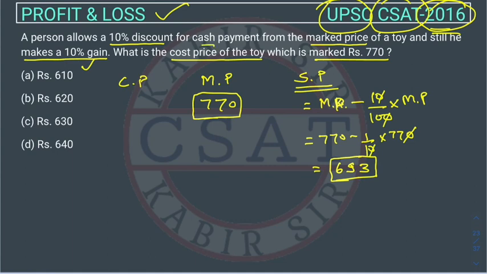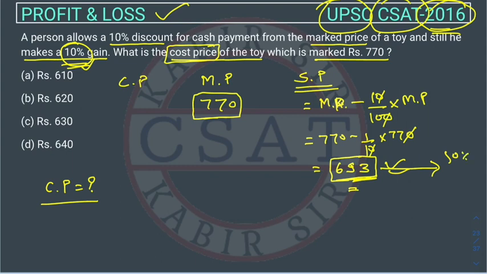So the question is asking the cost price. Okay. So we know that the cost price, so cost price is asked, right? And he's selling at 693. So this 693 includes the 10% profit that he is making, isn't it? So this price includes 10% profit, right? Because the question is saying that he is selling at this price, still he is making 10% profit.